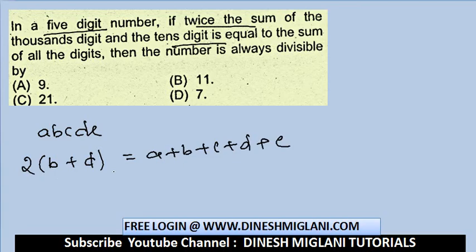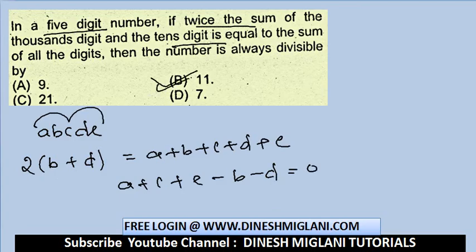So here what we can say is 2B plus 2D. So you may say A plus C plus E minus B minus D equal to 0, right? So that is possible when the number is divisible by 11. So hence I can say B is my answer, since this is the condition for a number to be divisible by 11.